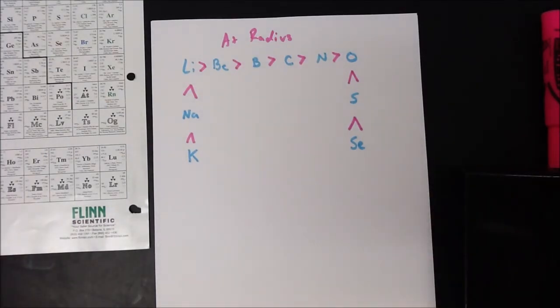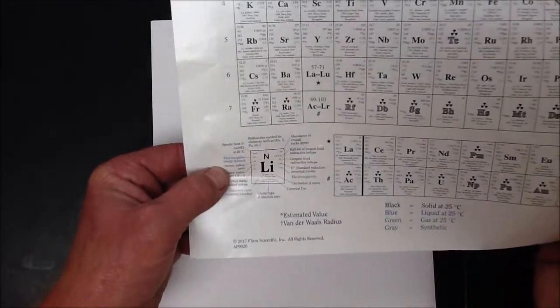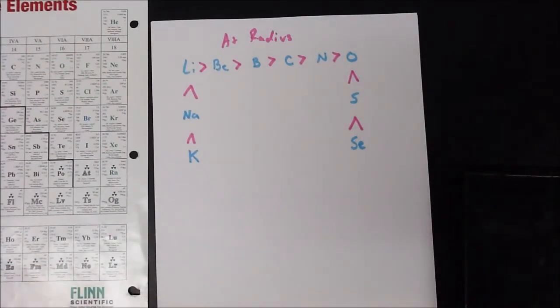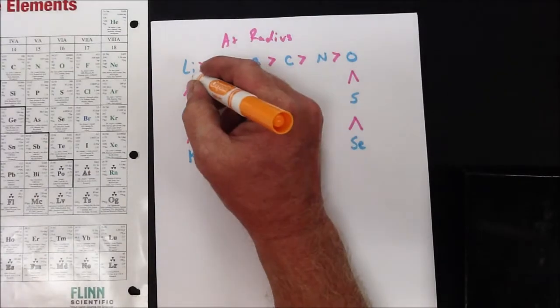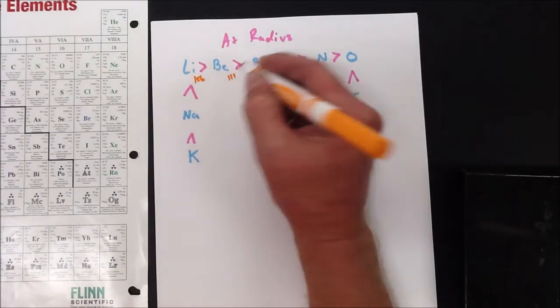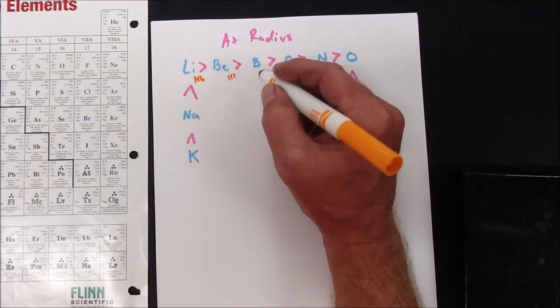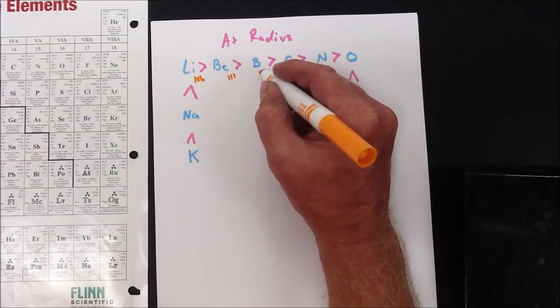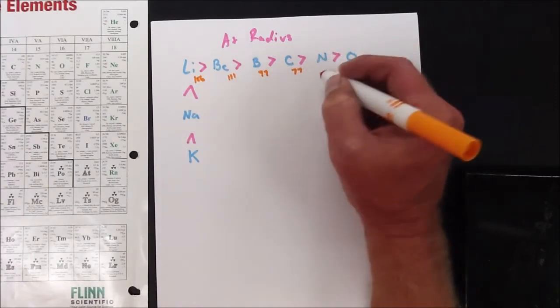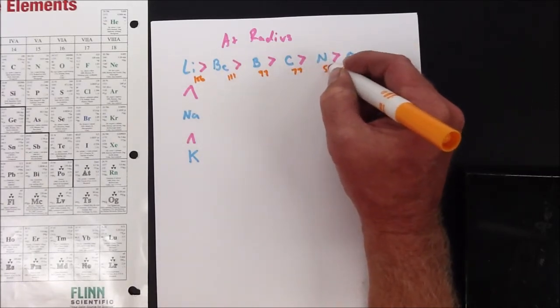I've got a periodic table here that happens to have an atomic radius in picometers, third number down. So I'm going to go here and I'm going to actually write these numbers in beside each one. Lithium is 156. Beryllium is 111. I got one right so far. Boron is 97. I'm on a roll. Carbon is 77. Nitrogen 55.